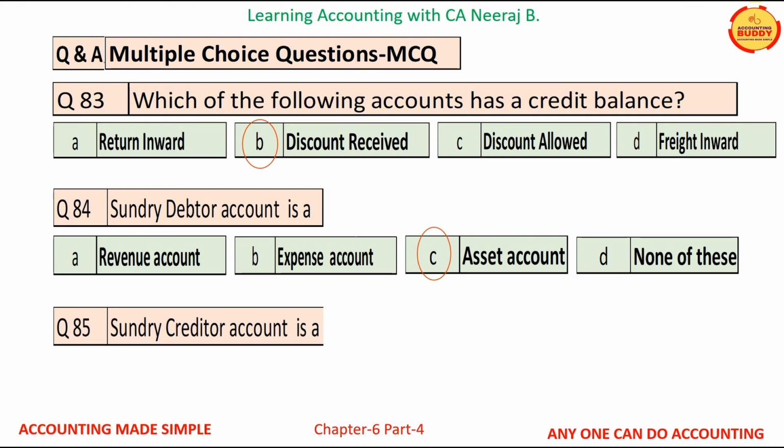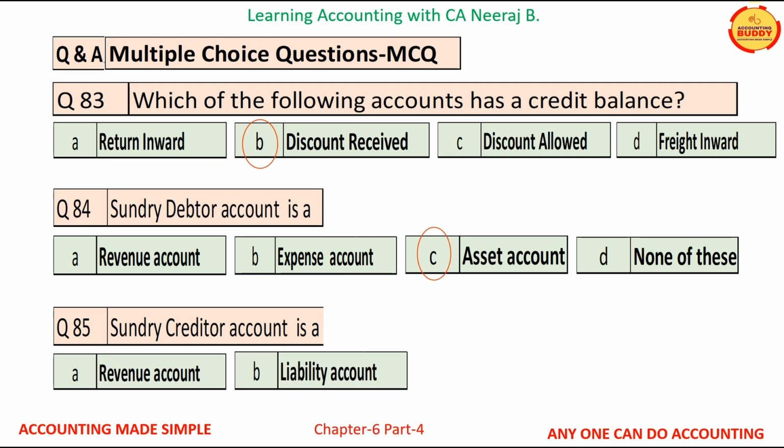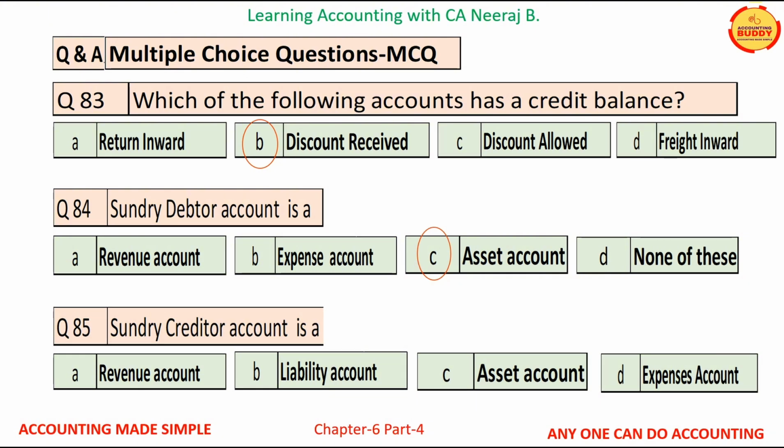Question number 85 is sundry creditor account is a, the available options are option A, revenue account, option B, liability account, option C, asset account, and option D, expense account. And the correct answer is option B, liability account.